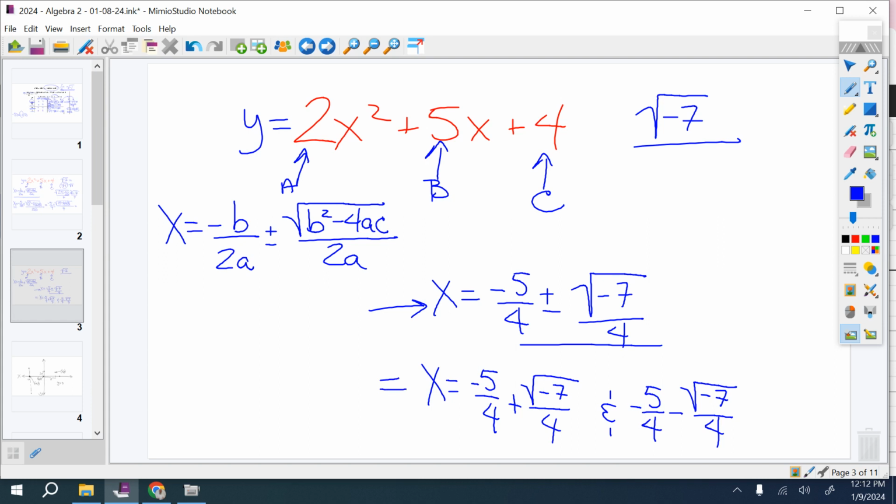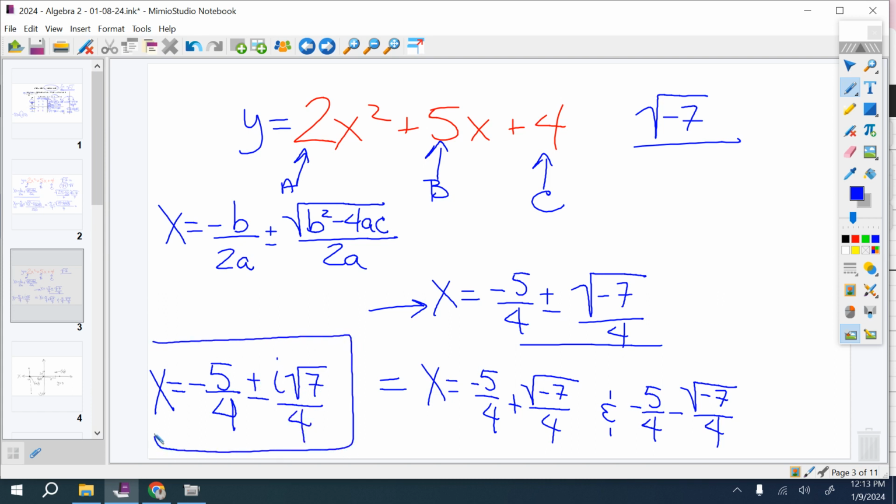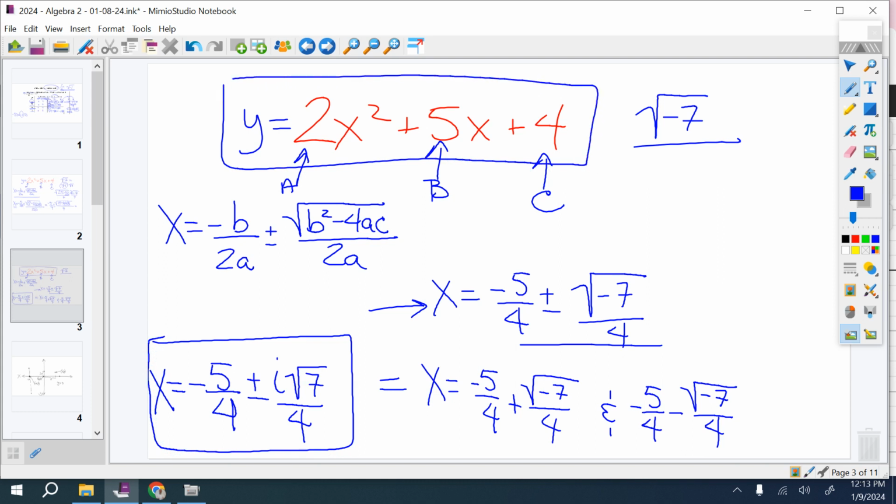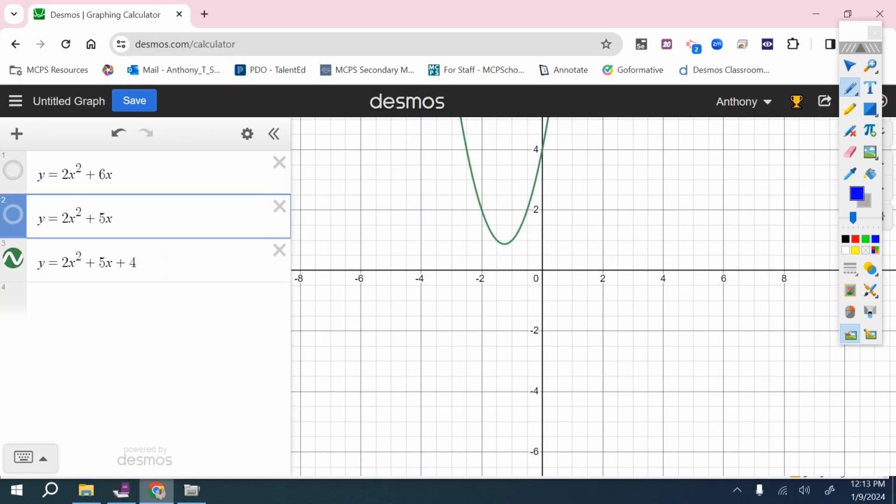Well, okay, but let's change the square root of negative 7 into i times the square root of 7. So here x is equal to negative 5 over 4 plus or minus i times the square root of 7, all over 4. And that is the final answer for the quadratic formula for this equation, y is equal to 2x squared plus 5x plus 4. You can see it here.